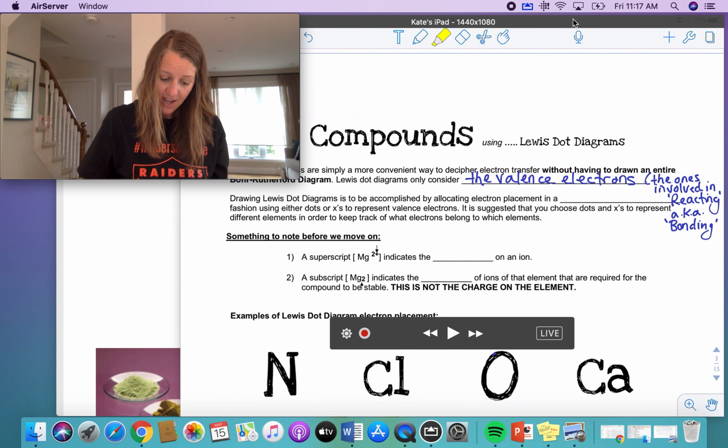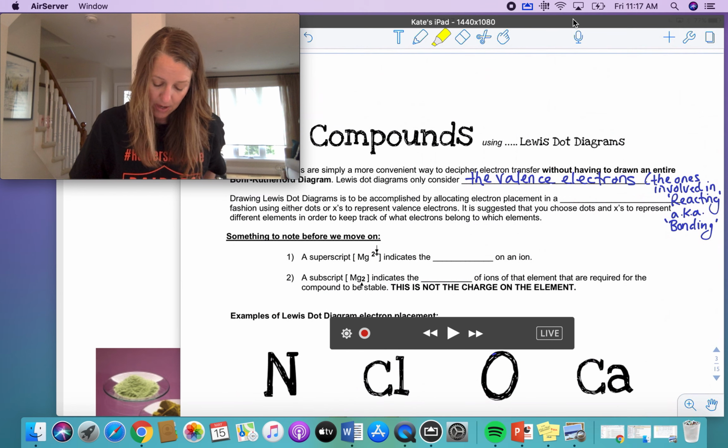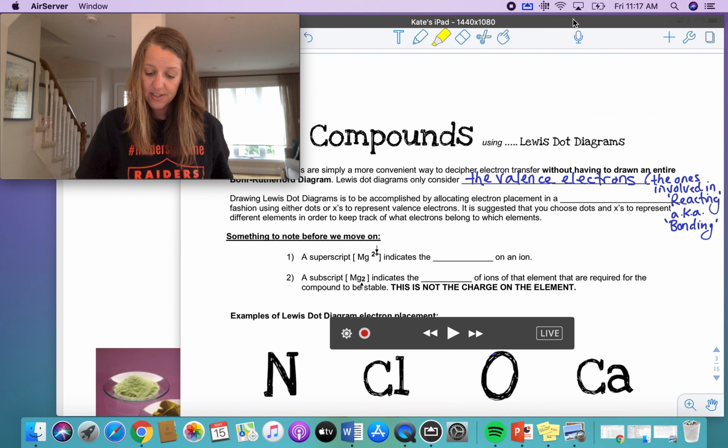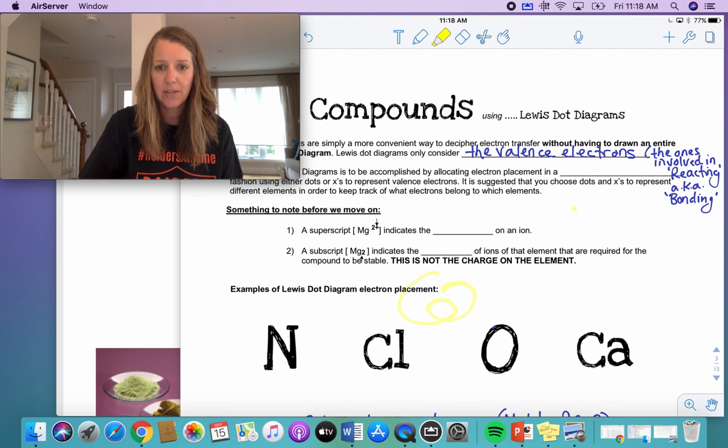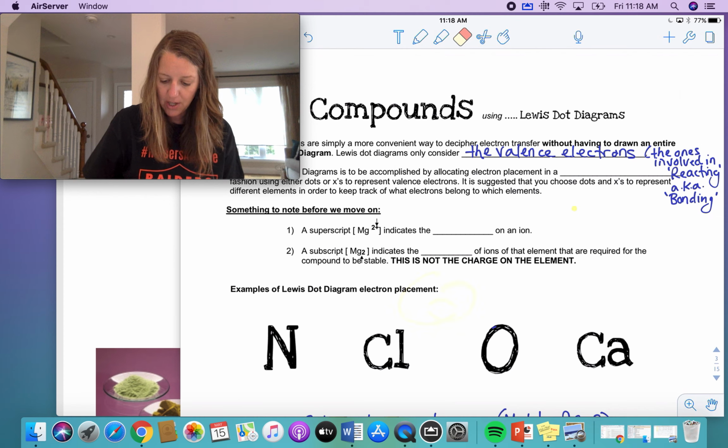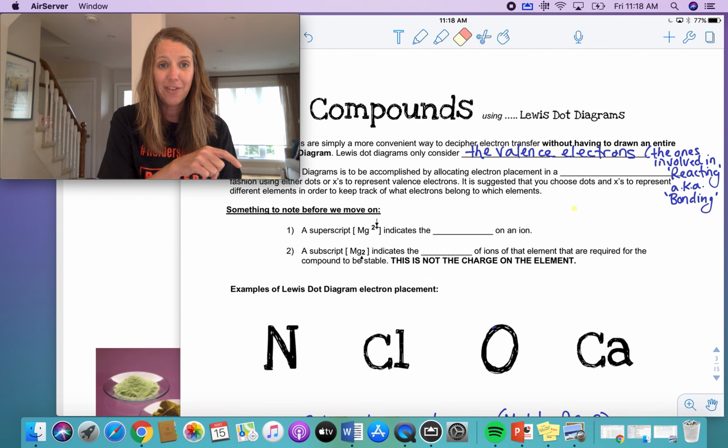Okay, here we go. Lewis dot diagrams are simply a more convenient way to decipher the electron transfer so you don't have to draw the Bohr-Rutherford diagram. Again, I know that you know how to do that. We can now skip that step you learned in grade 9. You understand it from grade 9. Now let's make it the easy version.